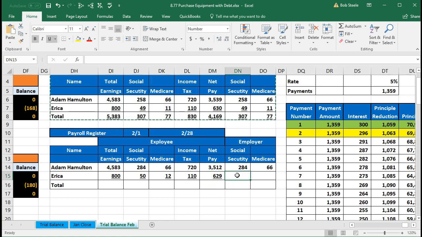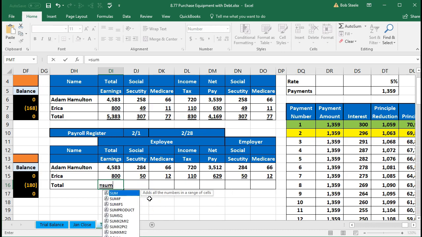So then we're going to bring over the same Social Security and Medicare. The employer portion is going to be kind of like, you can think of it as matching. It's not really the same as a 401k plan in the way it works, but the matching can be thought of as much the same. So then we have that, and now we're just going to sum these columns up for the totals.